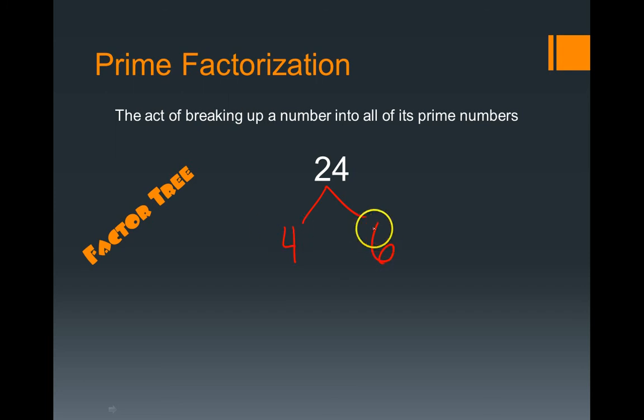Now 4 and 6 are not prime. They can both be multiplied out. And so what's 4? Well, 4 is 2 times 2. Is 2 prime? It is. So I'm done with those. So those I can circle.